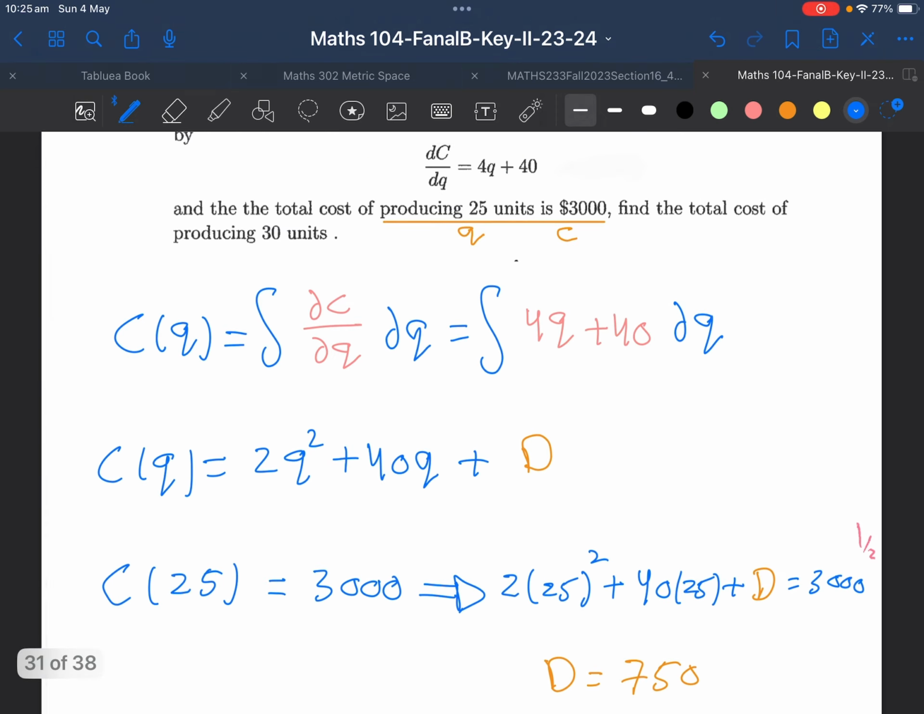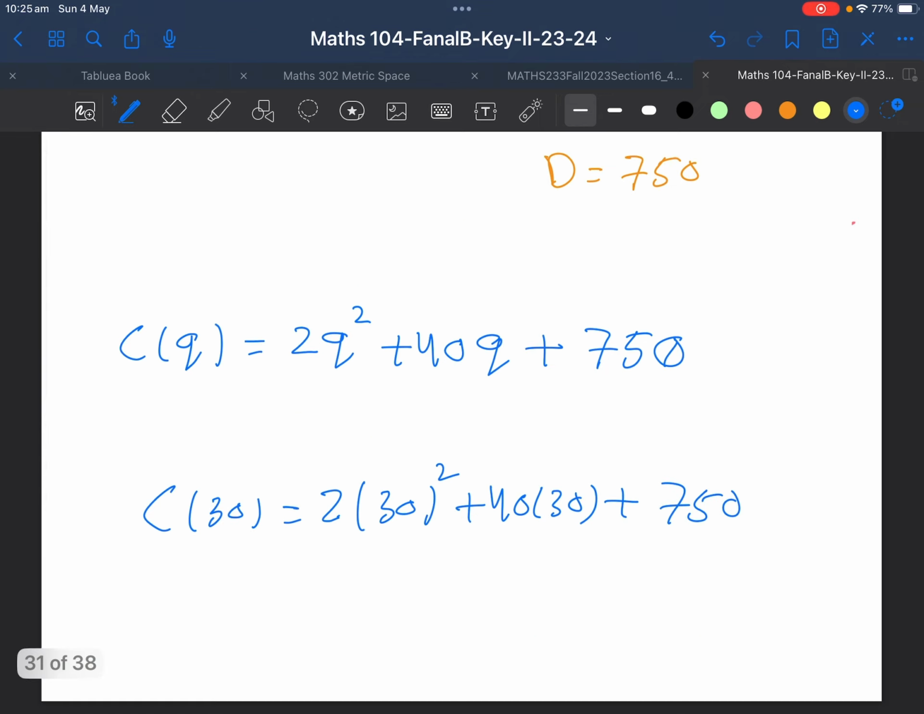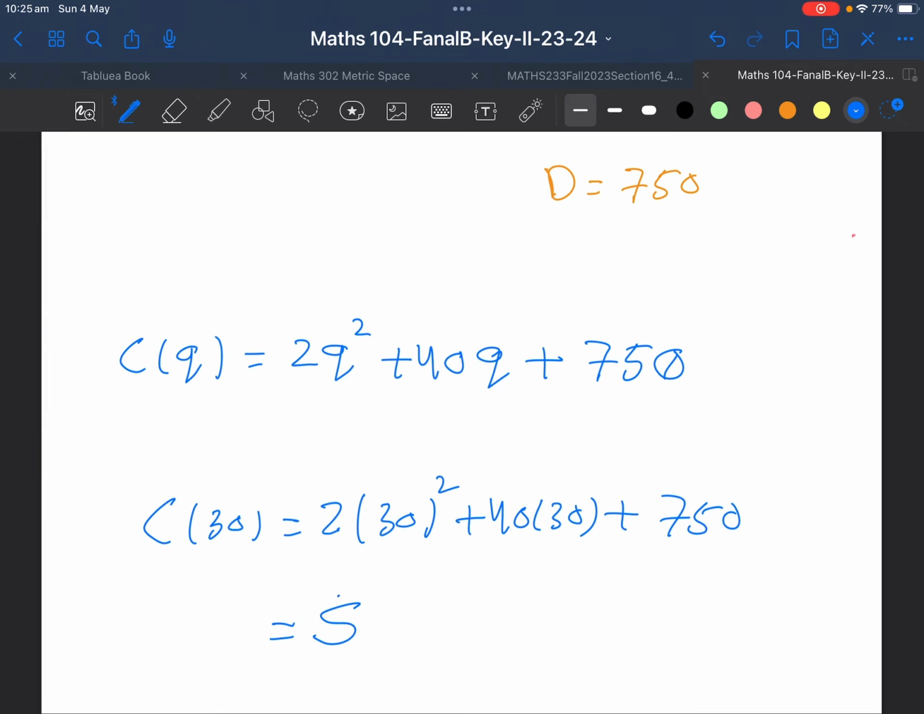Finally, the question asks, what is the cost if I substitute 30? So all we will do is substitute 30, which means this is 30, this is 30, and we get the answer. So if I just do it step by step, this is 2 times 30 squared plus 40 times 30 plus 750. And that's the final answer, which is 3750.